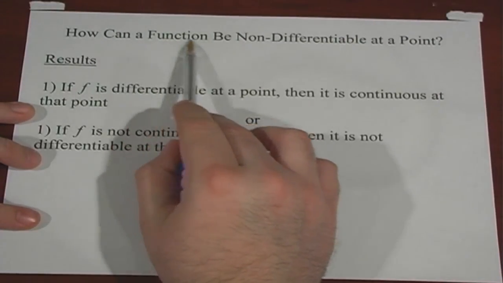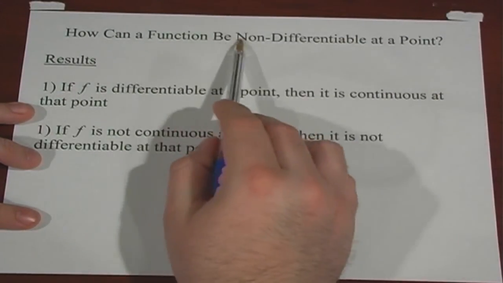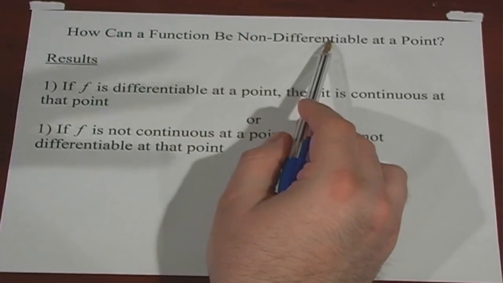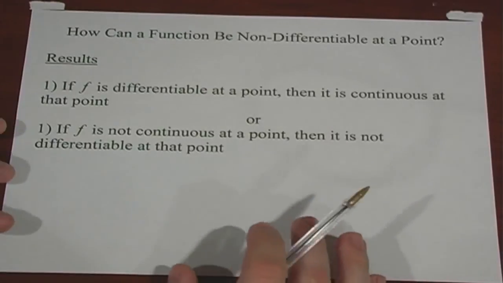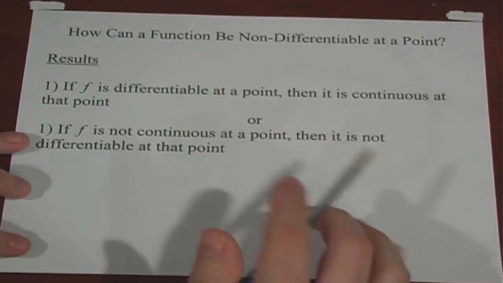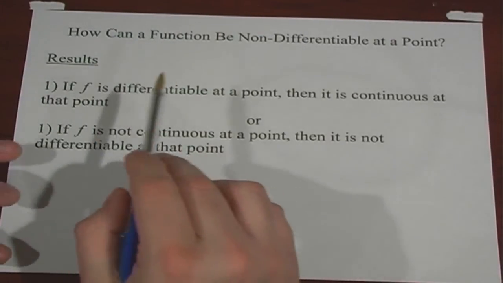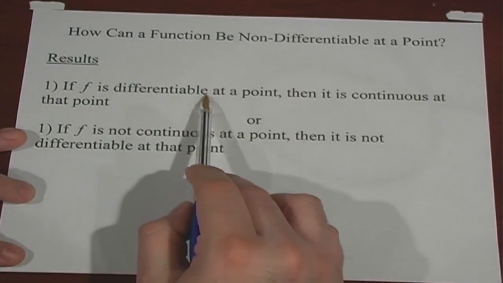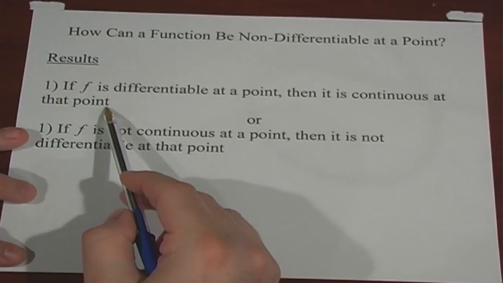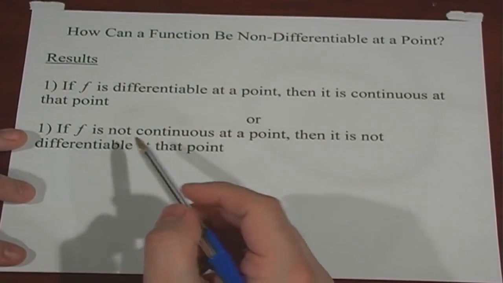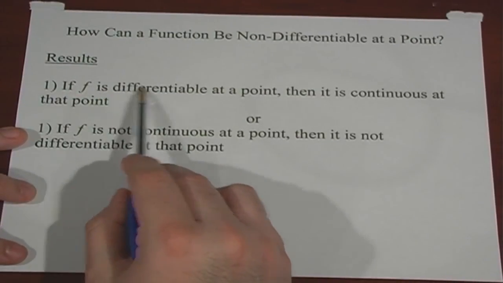So here's the question, how can a function be non-differentiable at a point? I'm just going to give you three main things to watch out for, that if these things happen, you know it doesn't have a derivative, or the slope of the tangent line doesn't exist there. So here's one result, and I'm going to prove this one a little bit later. It says, if f is differentiable at a point, then it's continuous at that point. I'm going to actually prove that one at the end of this video, but that's a big result there.